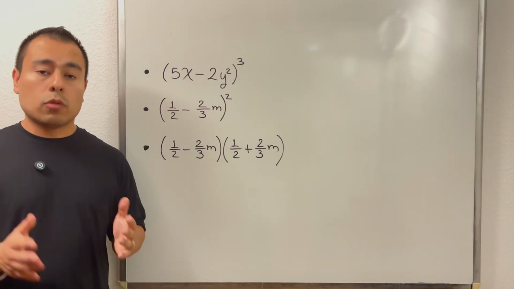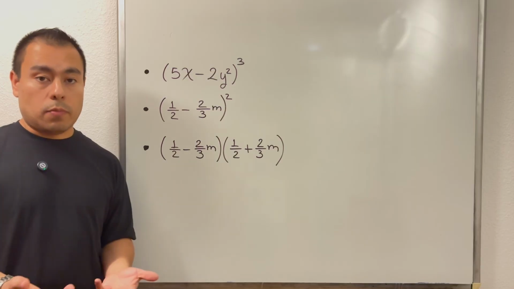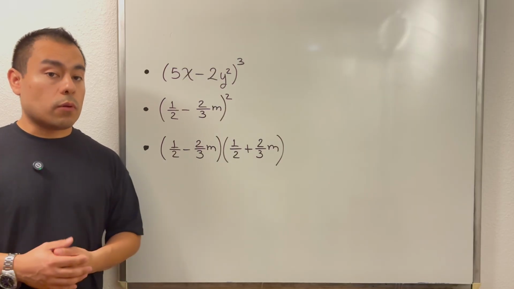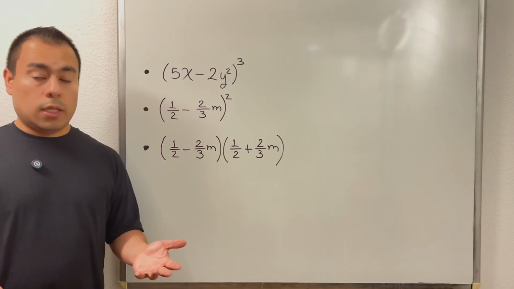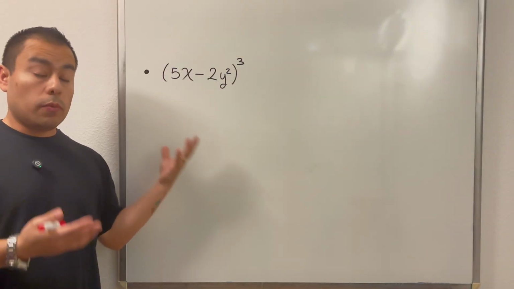Today we're going to learn how to do the expansion of this type of expressions without the need of doing the full expansion. We just need to use a single formula and that's it. So let's get started. For this first example, we have a binomial which is cubic.